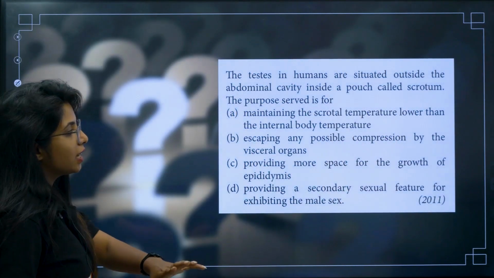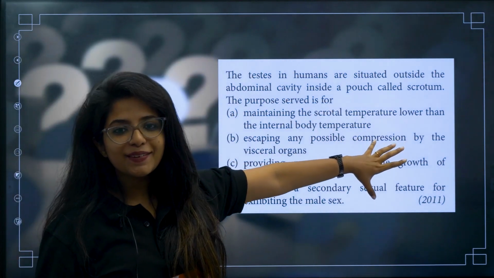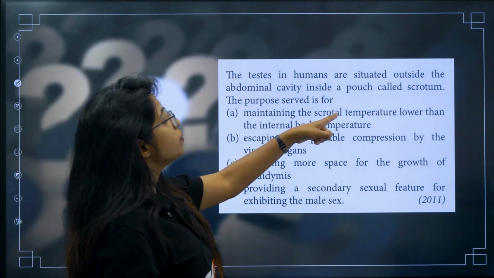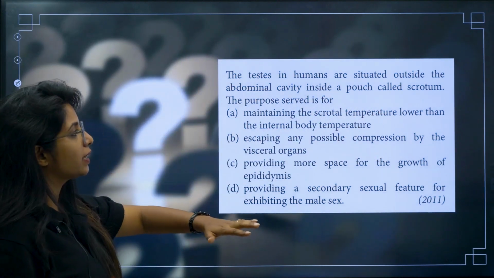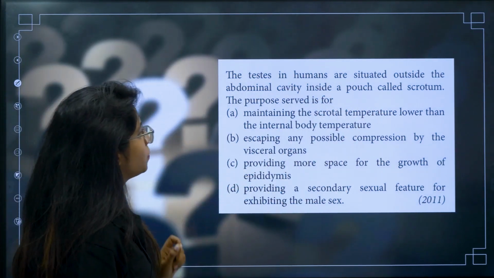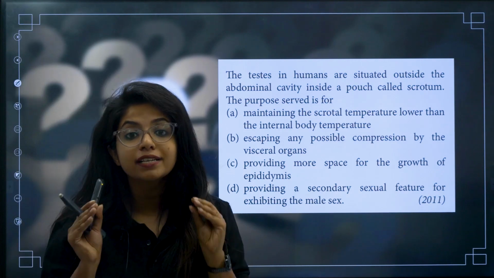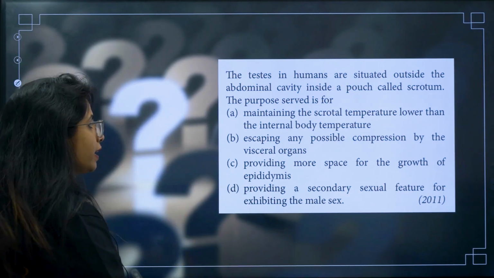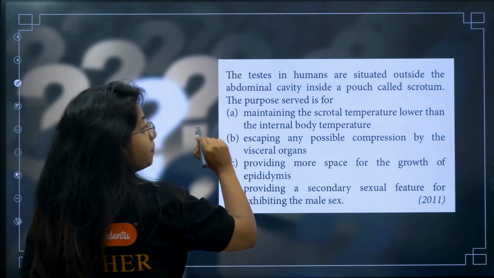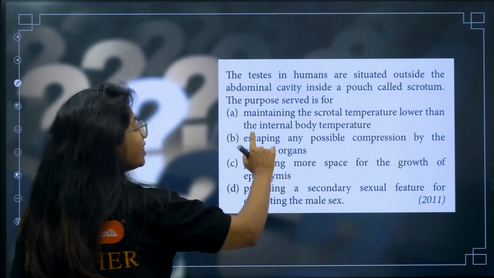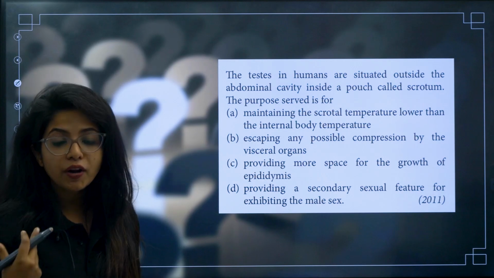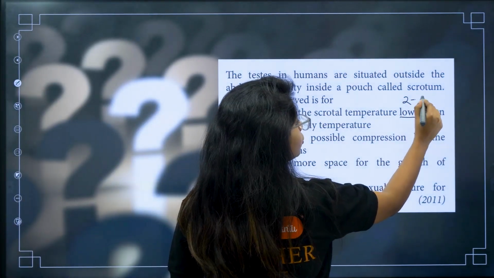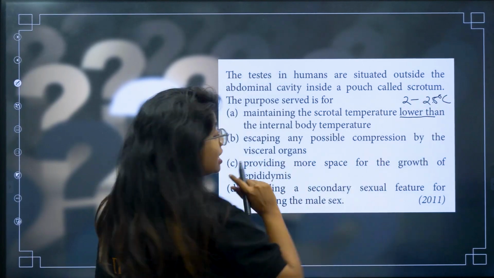Before getting into that, I have a question for you. Let's solve this question and then go ahead. Over here, the testes in humans are situated outside the abdominal cavity inside a pouch called scrotum. What is the purpose served by this? Please see the options and choose the correct one. Let's read it one by one. First one, maintaining the scrotal temperature lower than the internal body temperature. According to me, it's right, because obviously we need lower temperature. How much lower? 2 to 2.5 degrees Celsius lower.